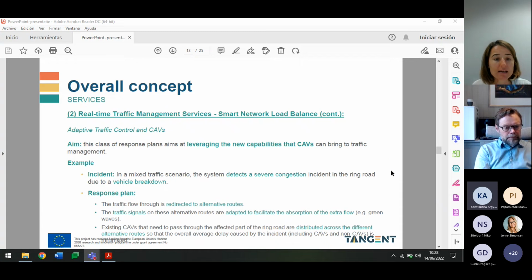And now we move to the second, let's say, case study, the adaptive traffic control and connected and autonomous vehicles. So here also we go directly to the example. There is an incident in the light of a mixed scenario circumstance. The system detects a severe congestion in the ring road due to a vehicle breakdown. So the response plan will consider that the traffic flows are directed to alternative routes. Also, the traffic signals will be adapted in order to absorb that extra flow. And also the connected and autonomous vehicles will receive indications for going through alternative routes. So all this can be done dynamically.